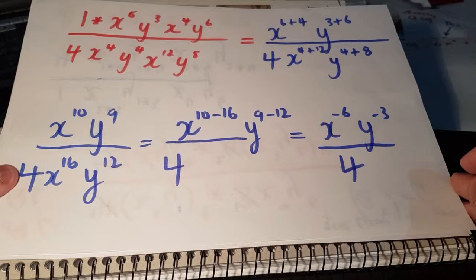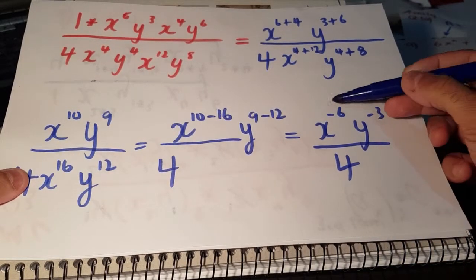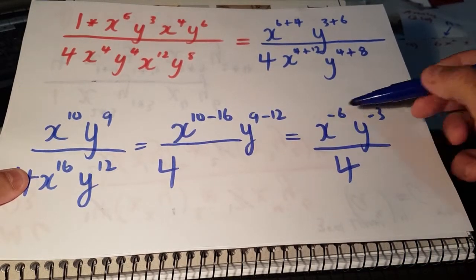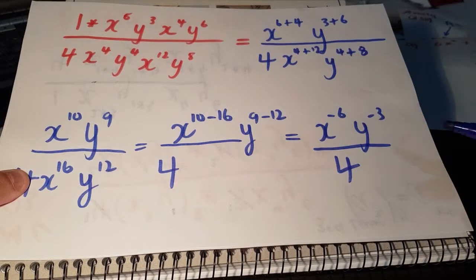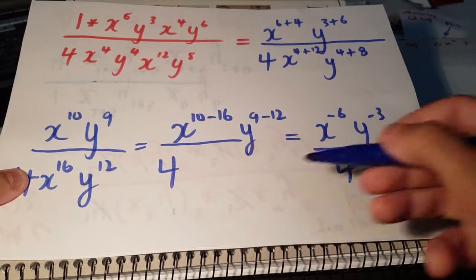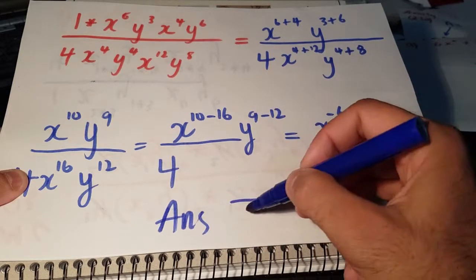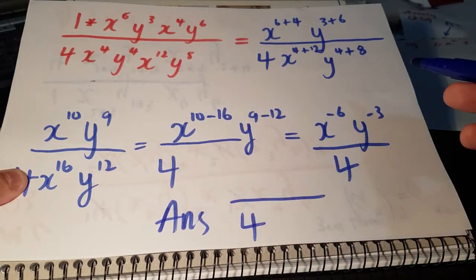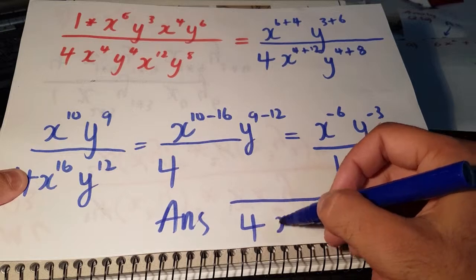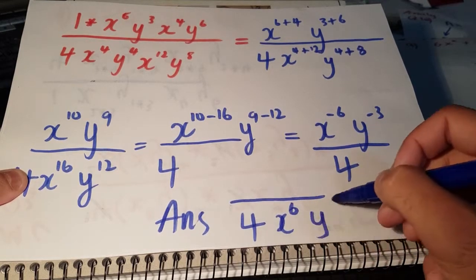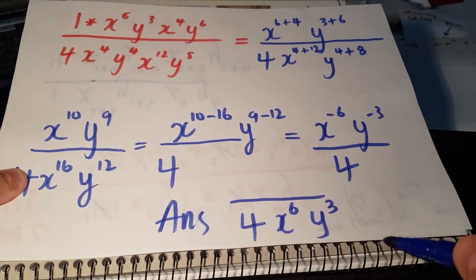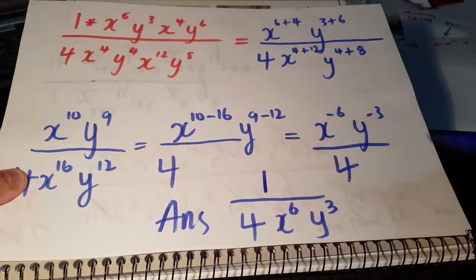Now, obviously, one of the laws when we're trying to make all the powers positive, we would just put that down and swap the power from negative to positive, and that's pretty much it. So let's answer this. So the answer will equal, put the 4 there, and this will be x to the positive 6, y to the positive 3, and obviously there should be a 1 on the top. So that's our answer.